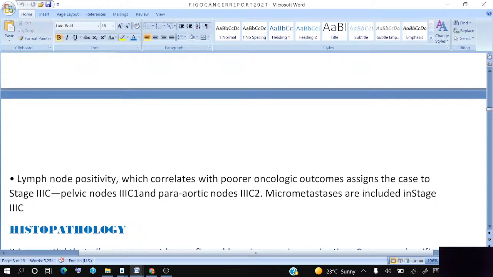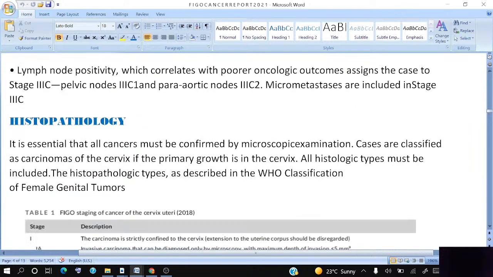Here lymph node positivity, which is correlated with a poor oncological outcome, is now assigned in the case of stage 3C. 3C1 is the pelvic node involvement, and the para-aortic node involvement is going to be 3C2. Micrometastases are included in the stage 3C. So if we think about stage 3, we first have to consider micrometastasis, and second we have to look at the nodes: 3C1 is the pelvic node, and 3C2 is the para-aortic node.